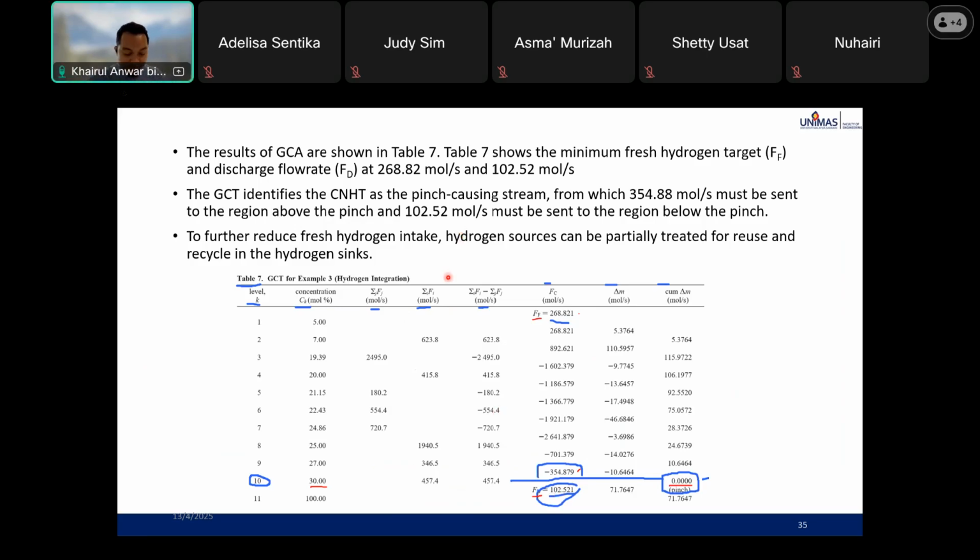The result of GCA is shown in table 7. Table 7 shows the minimum fresh hydrogen target here of 268 mole per second and 102 mole per second for the discharge. This value agrees with that reported by the graphical targeting rule.